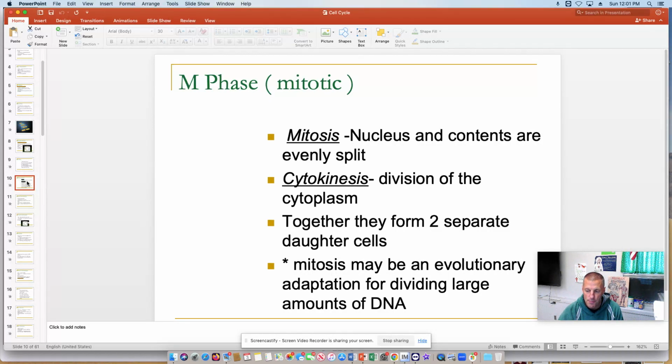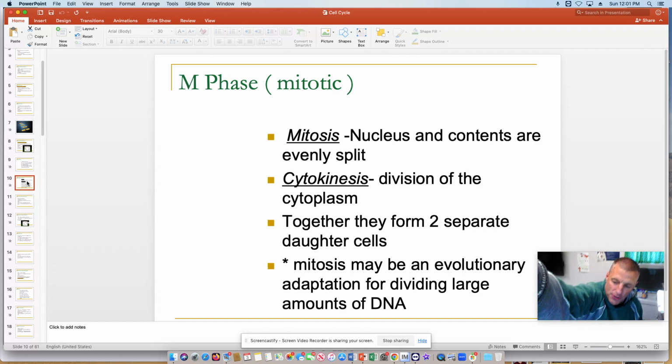Then specifically during the M phase, there are, again, two parts of that. Mitosis, which is division of the nuclear material or the DNA, and then cytokinesis, which is division of everything else. Together, they make two daughter cells. We always refer to them as daughter cells, okay?